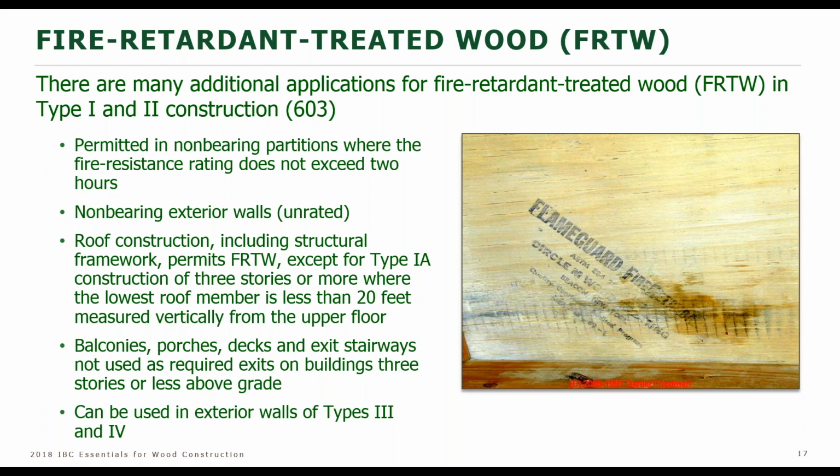Roof construction across the construction types can be fire retardant treated wood, except for certain type 1A buildings, balconies, porches, decks, and so forth. Probably most important, the last point here, exterior walls of types 1 and exterior walls of types 3 and 4 can also be fire retardant treated wood.